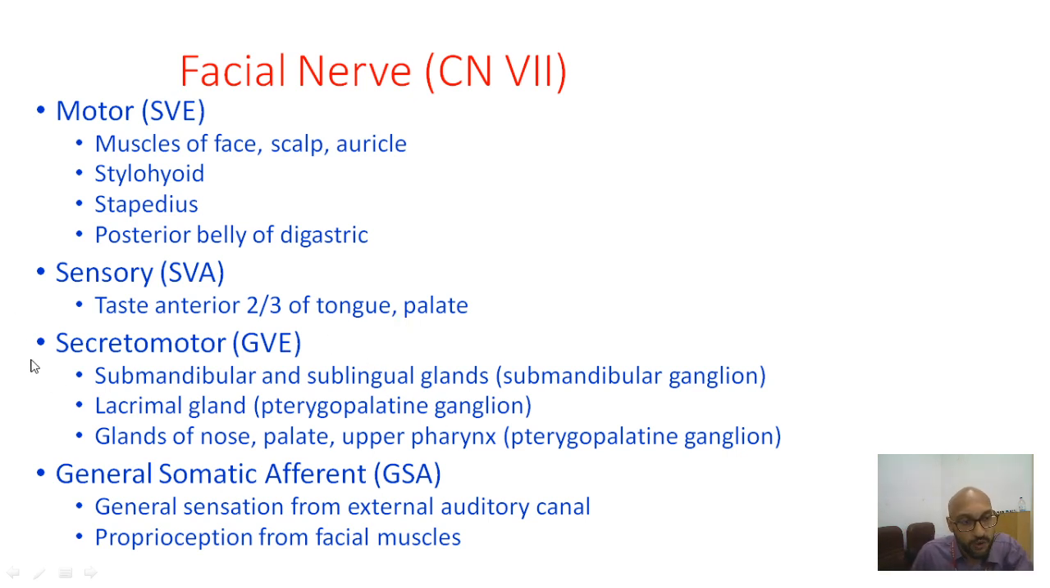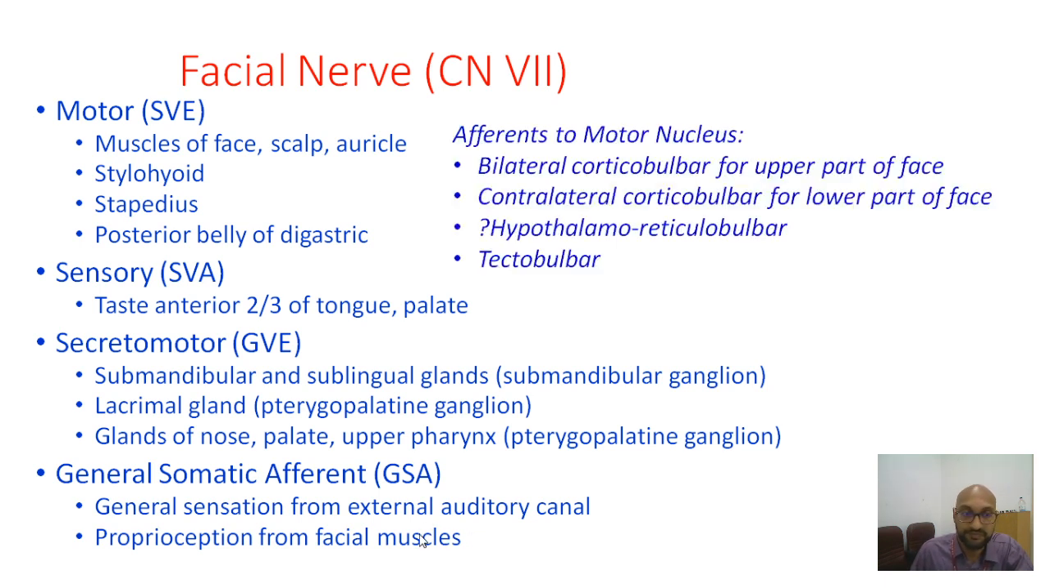Then there is a secretomotor component, which is the general visceral efferent or the parasympathetic component, which is meant for the submandibular and sublingual glands, the lacrimal gland, and also the glands of the nose, palate, and the upper pharynx through the pterygopalatine ganglia. Then there is a tiny component of general somatic afferent as well, which is general sensation from the external auditory canal as well as proprioception from the facial muscles, which is going towards the nuclei of the trigeminal nerve.